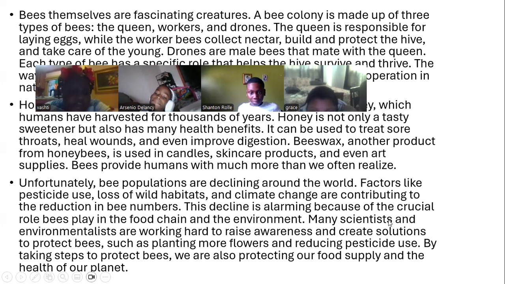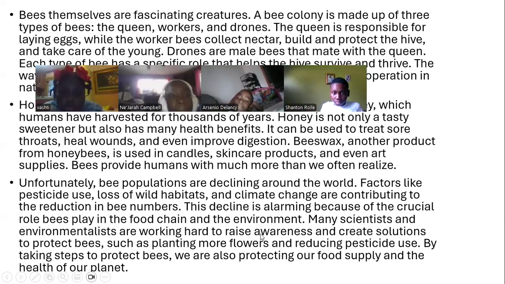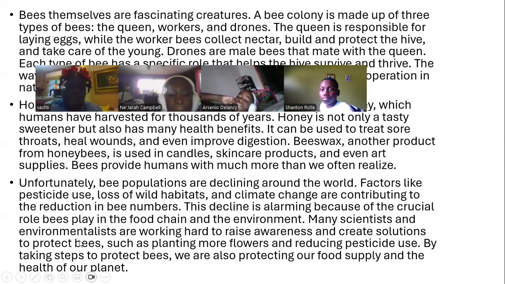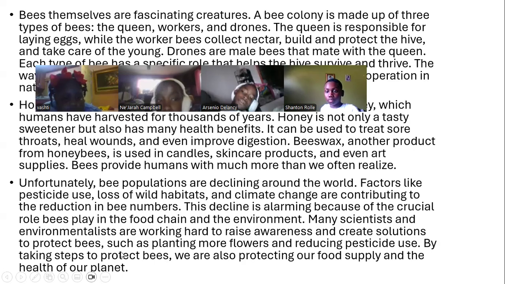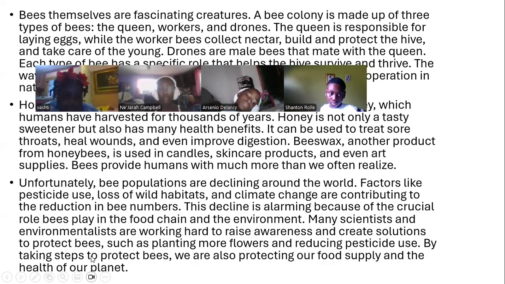Many scientists and environmentalists are working hard to raise awareness and create solutions to protect bees, such as planting more flowers and reducing pesticide use. By taking steps to protect bees, we are also protecting our food supply and the health of our planet. Very good.